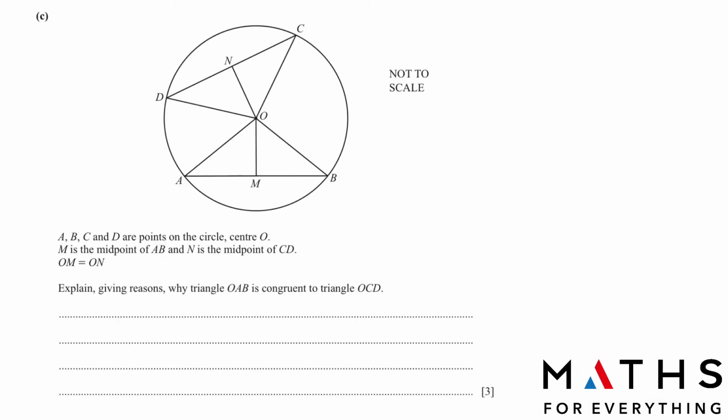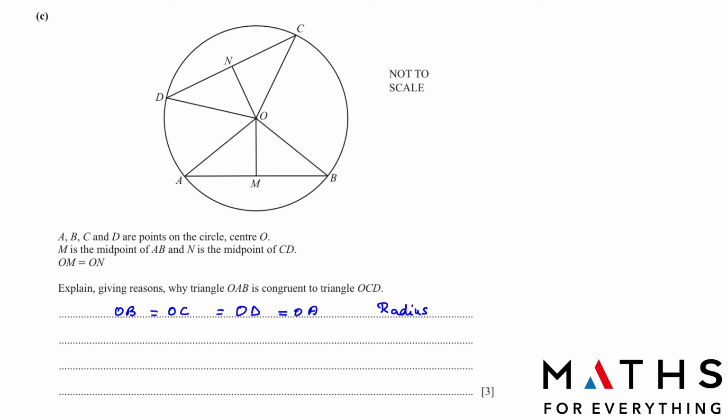In part C, we have A, B, C, and D are points on the circle, center O. M is the midpoint of AB and N is the midpoint of CD. OM is equal to ON. Explain giving reasons why triangle OAB is congruent to triangle OCD. If from the center any line touches the circumference, then that is a radius. So OA will equal OB, will equal OC, will equal OD because they are radii.